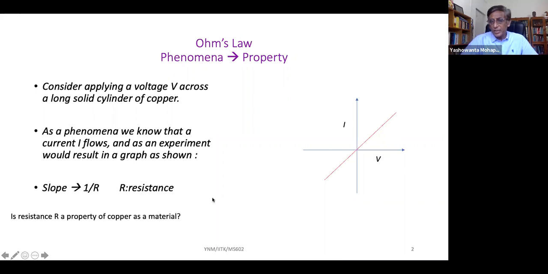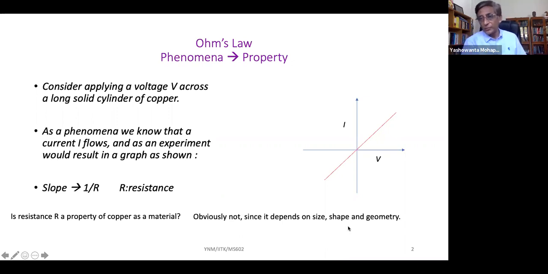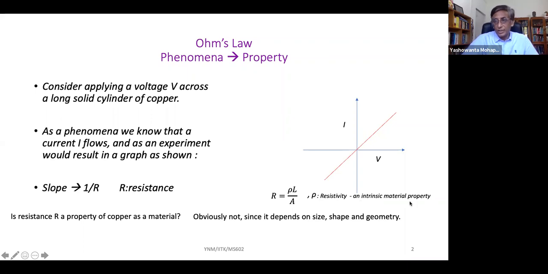Now, is the resistance a property of the copper material? No, of course not, because it depends on the size, shape, and geometry of the thing that you have chosen. We know that the resistance R depends upon the length of the conductor and the cross-sectional area through this rho, which is the resistivity of the material. So rho is the intrinsic material property.